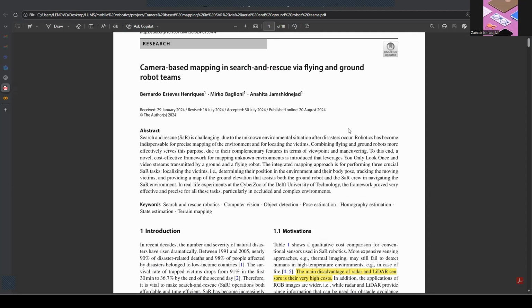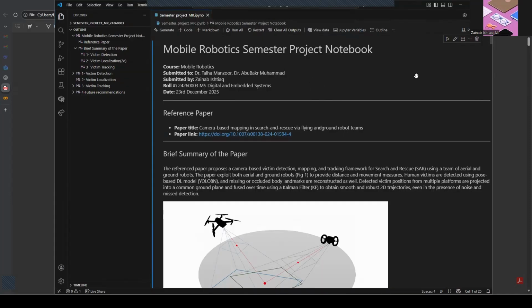The paper is basically about obtaining different feeds via aerial and ground robots and then detecting victims in it, localizing them, and tracking their movements via Kalman filter. And that is what we will be focusing on for this project. Okay, so here's our project notebook, which goes through all the steps of the paper, most of them, and we will be looking at the results that I have simulated with real-time video.